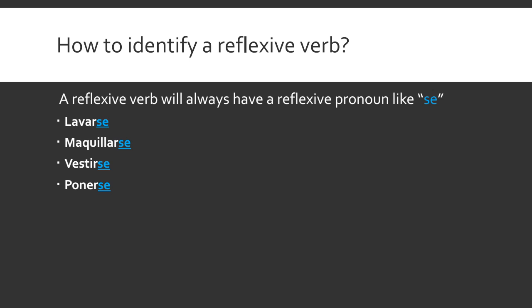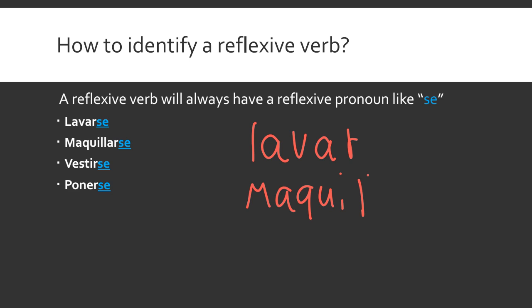If it doesn't have the se on the end, so if you just have lavar, if you just have maquillar, then you know that the verb is in its non-reflexive form. It's not being used with its reflexive version, all right? So that's how you know if it's a reflexive verb, if it has the se on the end of it.